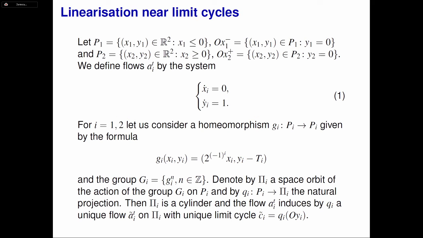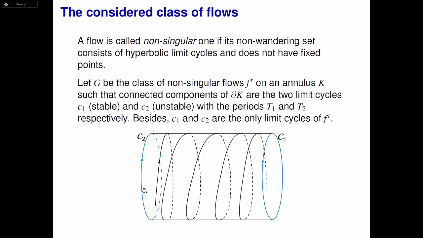Sorry, let me see if I understand it correctly. You are not identifying C1 and C2, right? So you're not considering the torus. No, I'm not identifying. It is a flow on a non-closed surface. It's closed but not compact.